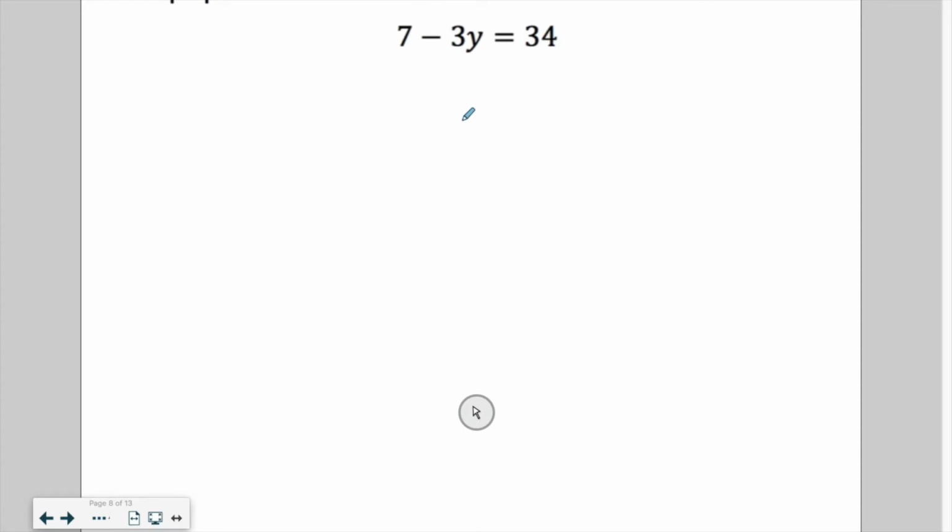7 minus 3y equals 34. Again, draw your line. Starting with your adding or subtracting first. So we have plus 7 that we're dealing with. So we're going to subtract 7 to get rid of it. So then you're left with negative 3y. Remember, drop it down. Equals 34 minus 7 is 17.